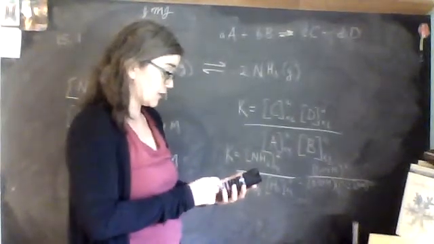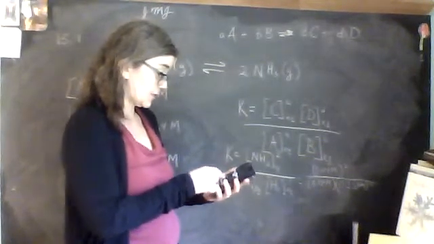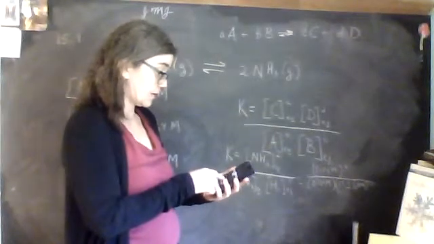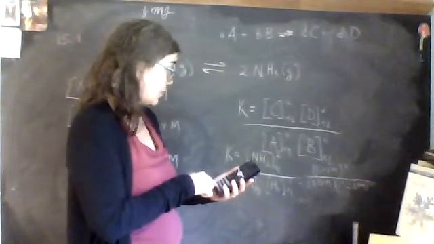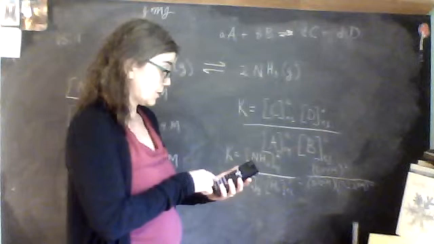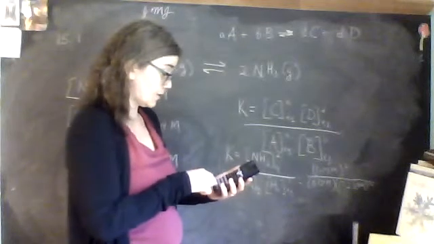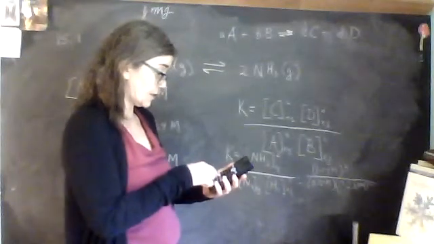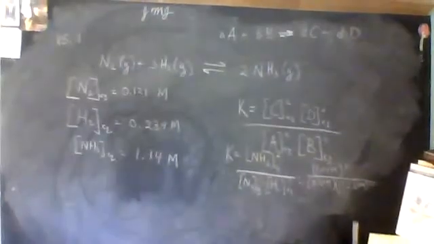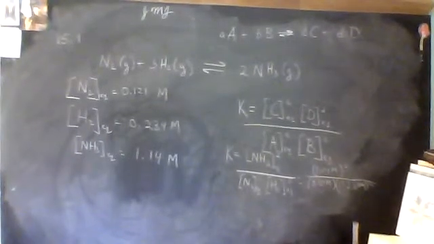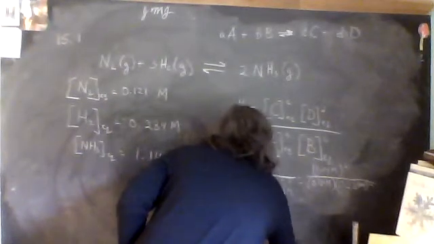I'm going to say open parentheses 1.14, and I'm going to square it, divided by parentheses 0.121 close parentheses times 0.234 squared, equals. So I get 196.151. That's a lot more than I would have thought.